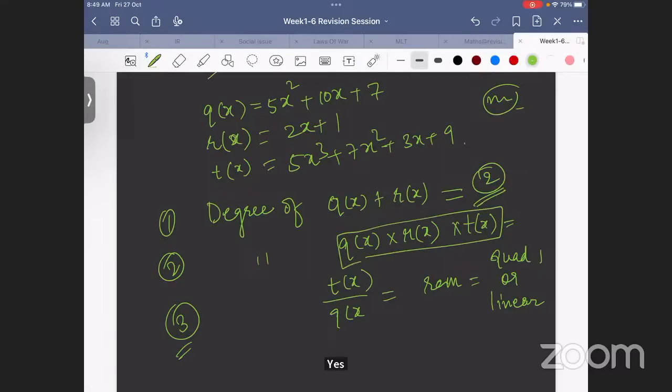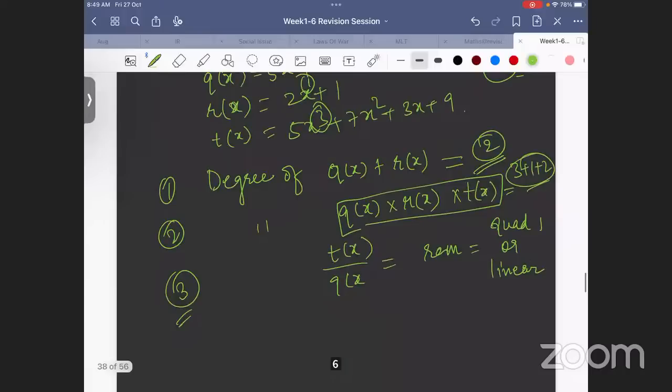4. Oh, sorry, 6. Yeah, so the degrees 3 plus 1 plus 2, you can just add them, right? 3 plus 1 plus 2, 6. Now you are dividing t(x) upon q(x).